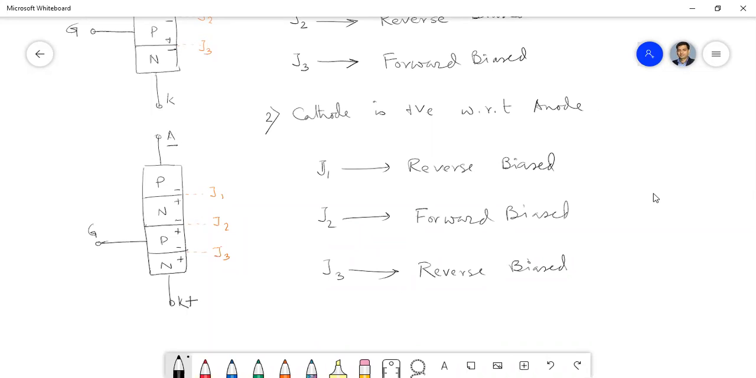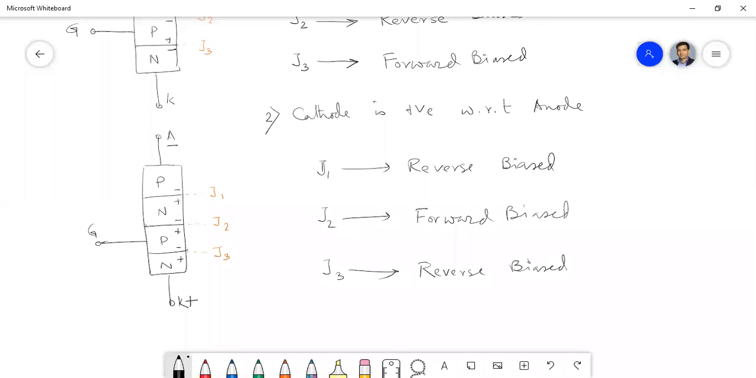So the first condition is called the forward bias condition for a thyristor, and the second condition is called the reverse bias condition of the thyristor. Now then, how will it conduct? It will conduct only if we apply some biasing at J3. That means if we apply some voltage in the gate signal, then only it will conduct.